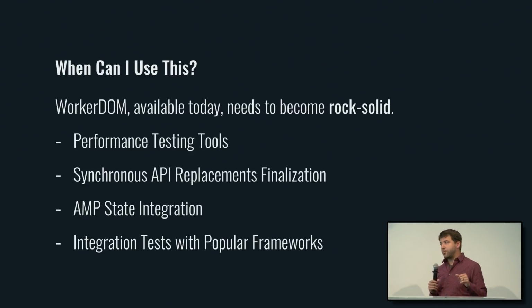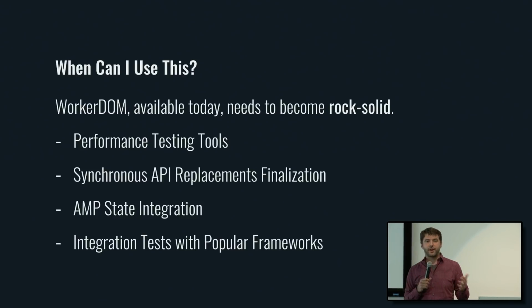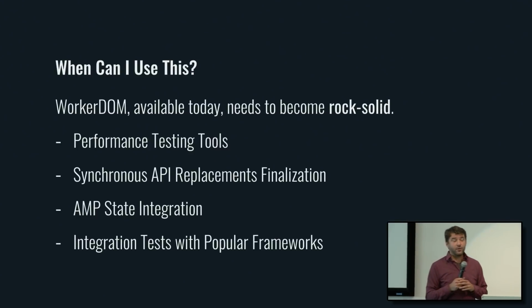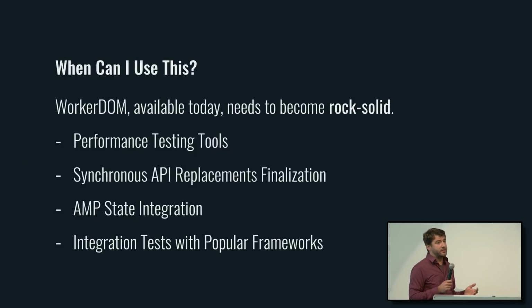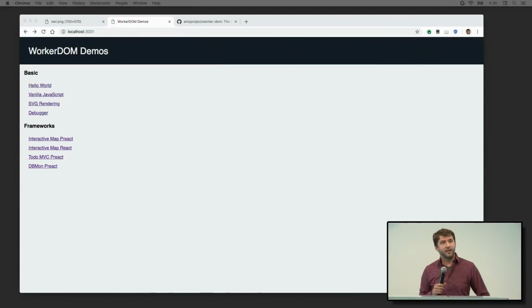We also need to integrate more deeply with AMP state. So when you change AMP state somewhere in your application, the worker thread would know about it or be able to mutate it independently. And lastly, we really need deeper integration tests with popular frameworks. Since we're trying to make this work for all of the frameworks that we can, we need to make sure as they make changes that worker DOM continues to function correctly. If we have all these things in place, we feel pretty solid that this will actually work. And that's it.